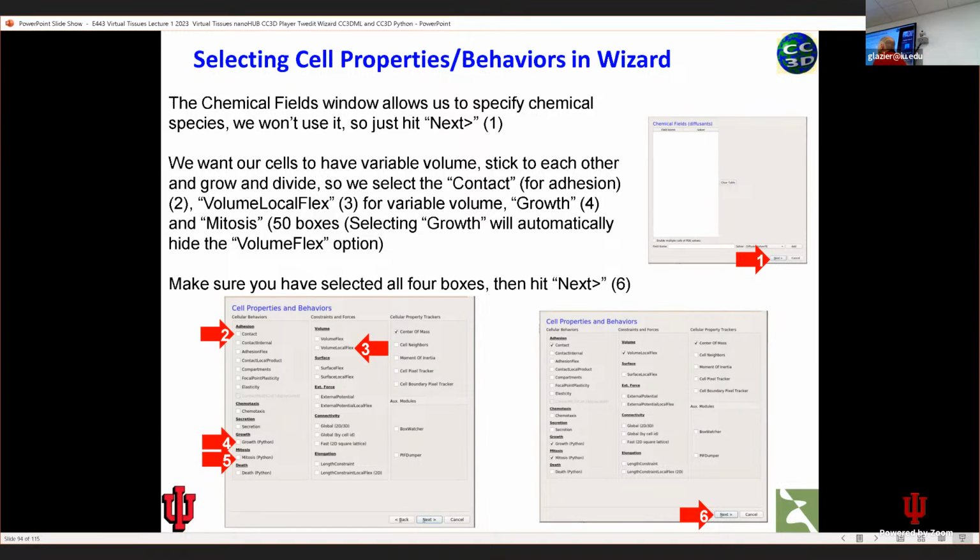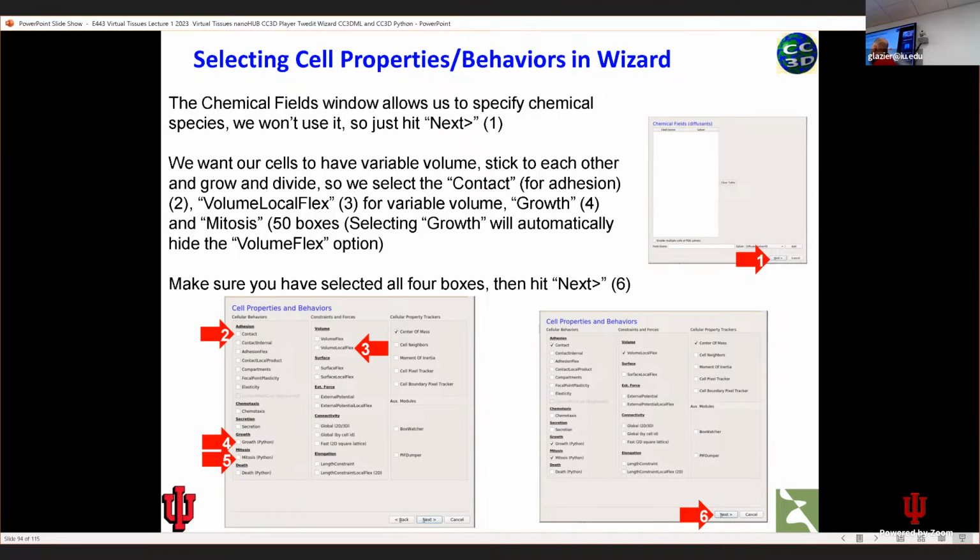We're going to say that the cells stick together. So we're going to click this box that says contact. We're going to say that the cells grow. So we're going to click this box that says growth. We're going to say that the cells divide. So we're going to click this box that says mitosis.